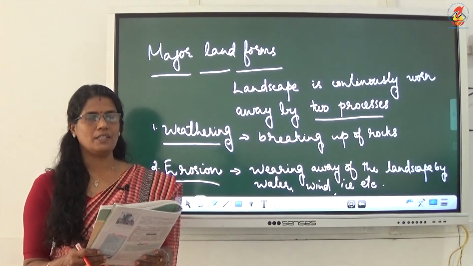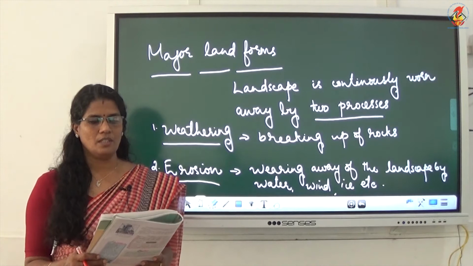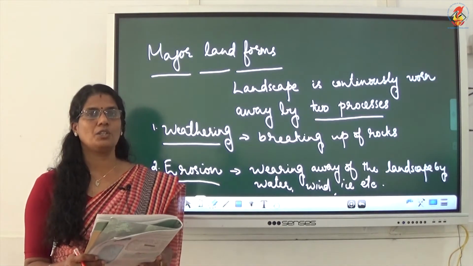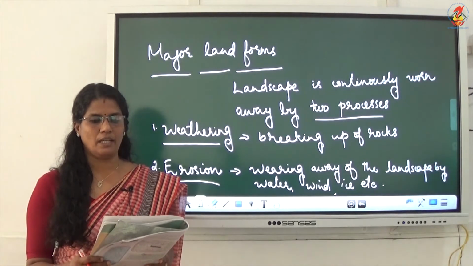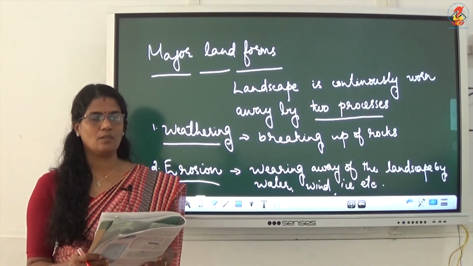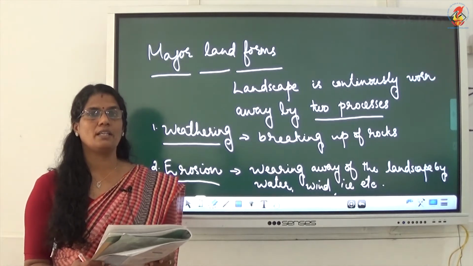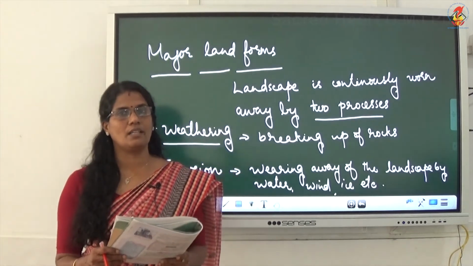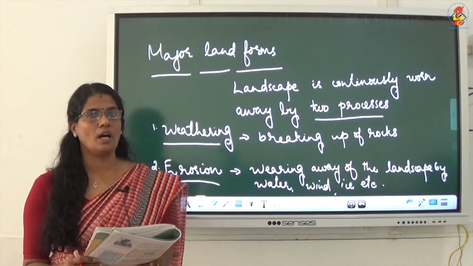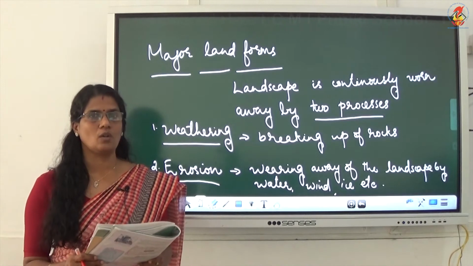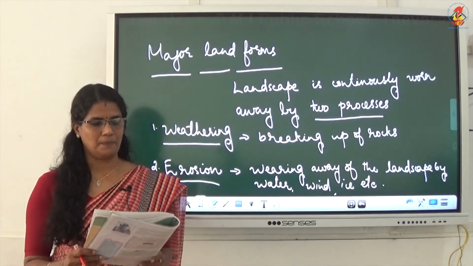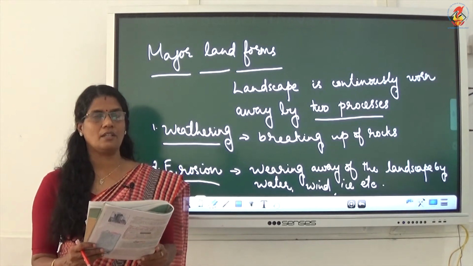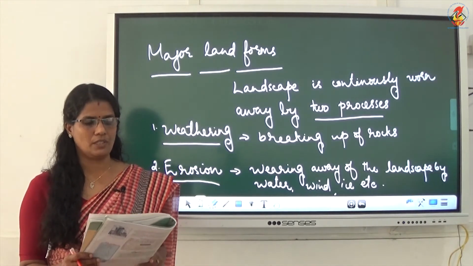Page number 15, first paragraph, major landforms. Weathering is the breaking up of rocks on the earth's surface. Erosion is the wearing away of the landscape by different agents like water, wind and ice. You may get a differentiation question from here: what is weathering, differentiate between weathering and erosion. These two are the exogenic forces that cause changes in the landscape. The processes of erosion and deposition create different landforms on the surface of the earth.